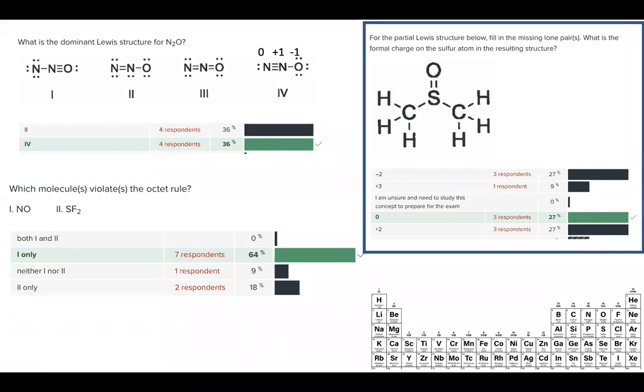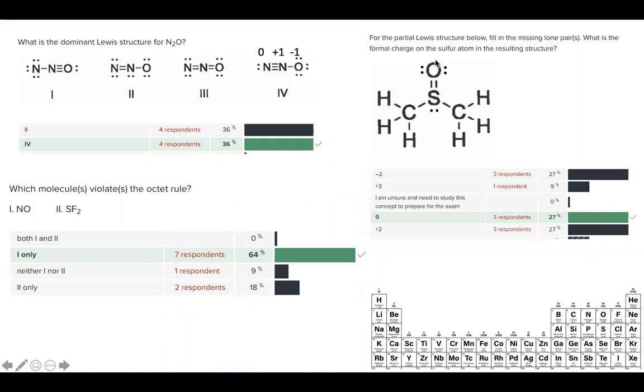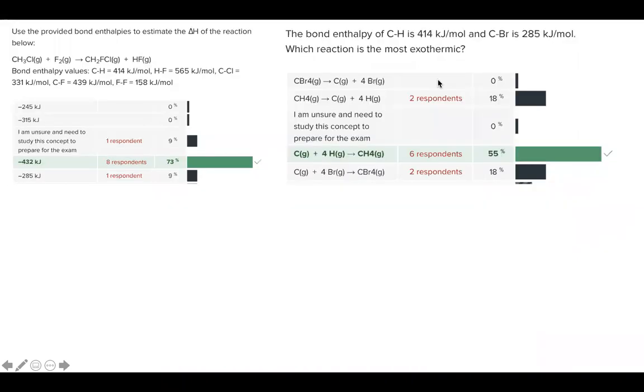Adding those lone pairs, I've got a total of 6 more electrons I need to add. This idea of adding 2 to the oxygen and 1 for the sulfur, that's giving me an octet around the oxygen. I'm exceeding for sulfur, but that's no big deal. Sulfur is an element that I can exceed octets for. And then I'm calculating the formal charge on that. Formal charge is 0, and in fact, formal charge is 0 all the way throughout. That's how I do that one.